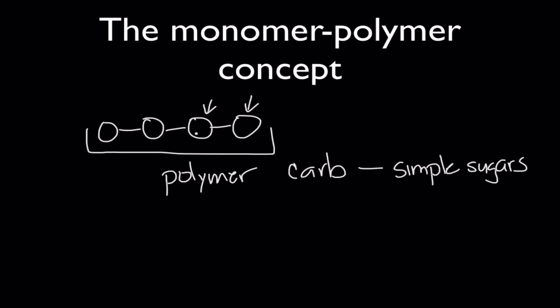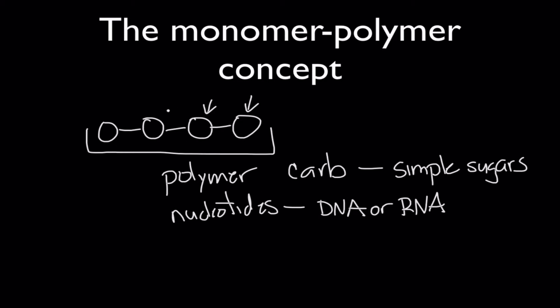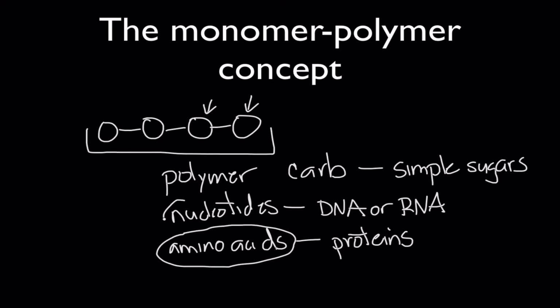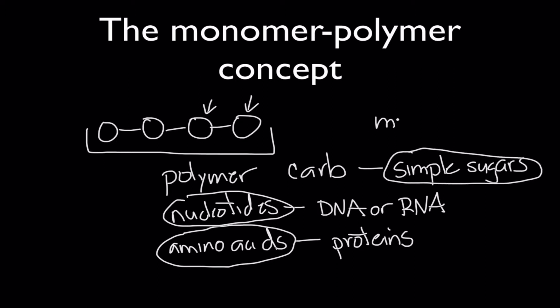If these monomers are nucleotides, then what we're building are DNA or RNA, which are nucleic acids. If these monomers are, what's the other group? Amino acids. Amino acids are the monomers that build proteins. So we've got amino acids, nucleotides, and simple sugars. Those are the 3 most important monomers that we talked about.